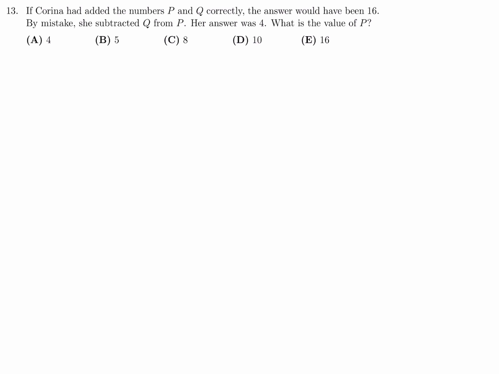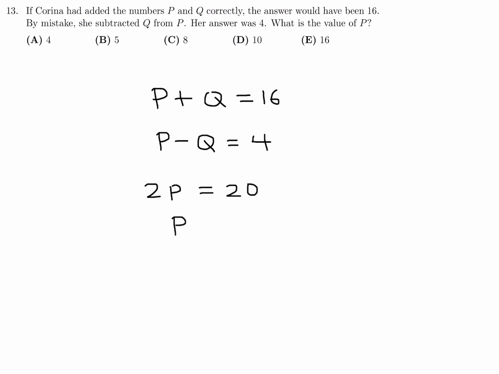If Corina had added the numbers P and Q correctly, the answer would have been 16. By mistake, she subtracted Q from P. Her answer is 4. What is the value of P? P plus Q is 16. But they tell you that P subtract Q is equal to 4. So this is our system of equations. Very quickly, you can add these, and you'll get 2P. The Q's cancel, and you get 20. And P, therefore, is equal to 10. So number 13, the answer is 10, which is choice D.